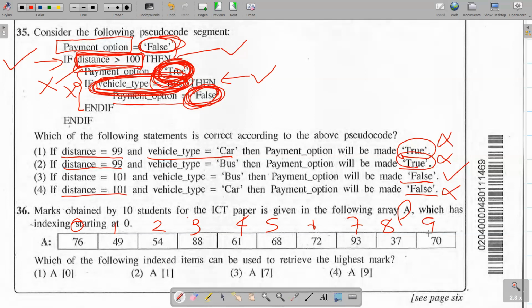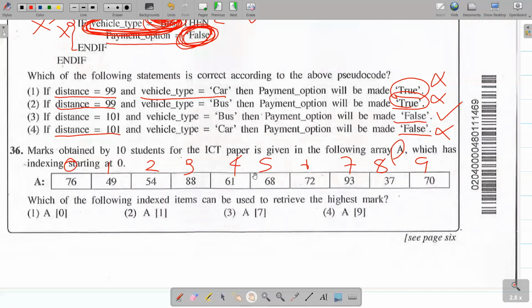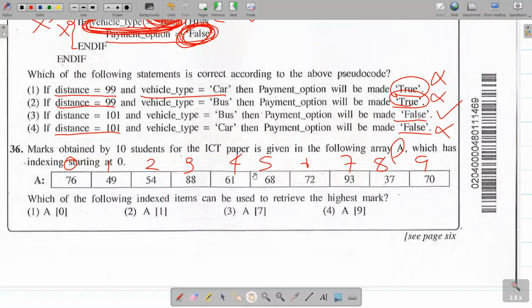So the question that they are asking is which of the following index items can be used to retrieve the highest mark? Yes. So highest mark is what? 93. So if it is 93, the index is 7. So A7 without doubt. Right? So that's how the 36th has worked.